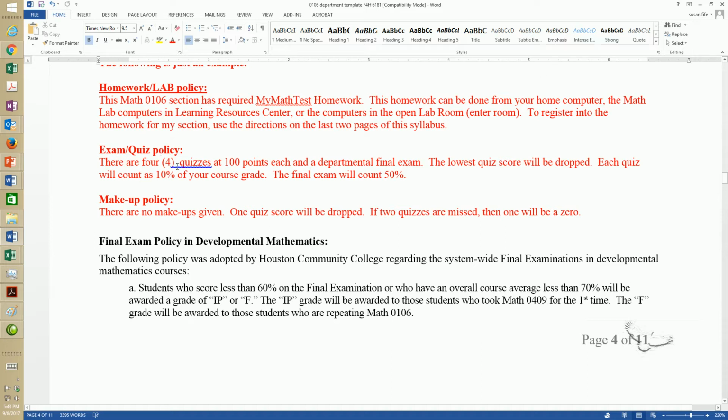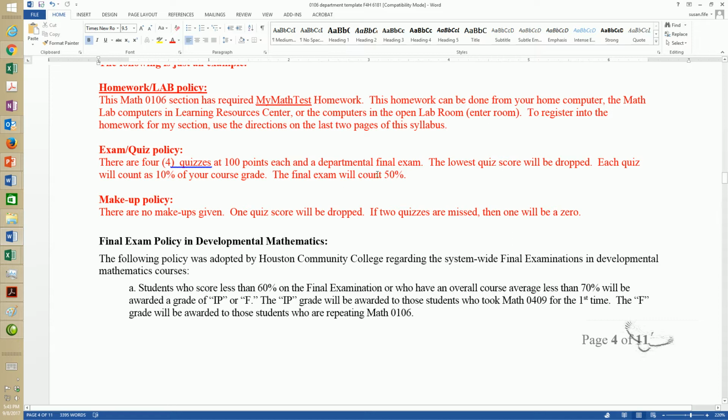Exam and quiz policy, there are 4 quizzes. If you want 3 quizzes, you want to change that. At 100 points each and a departmental final exam. The lowest quiz score will be dropped. Each quiz will count as 10% of the grade. The final exam counts as 50.